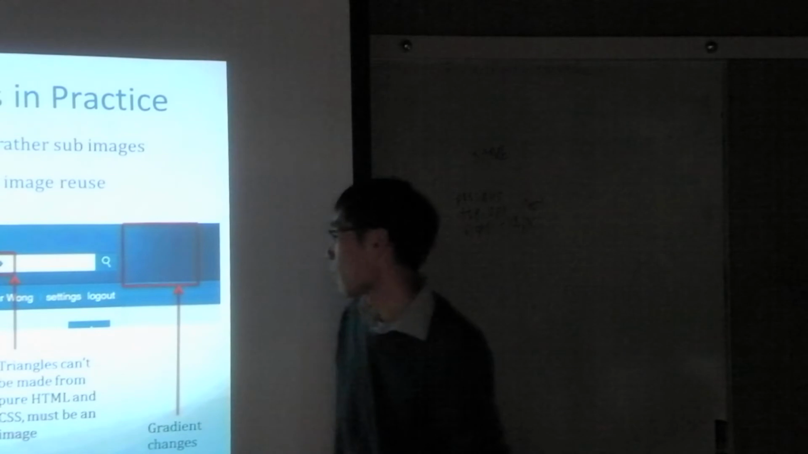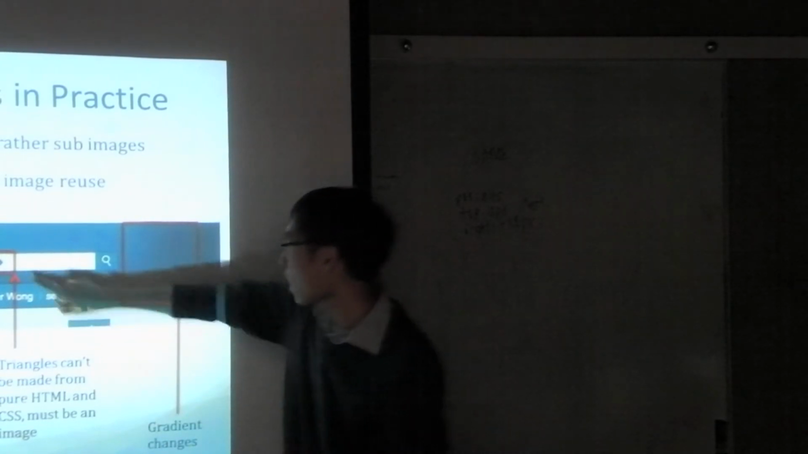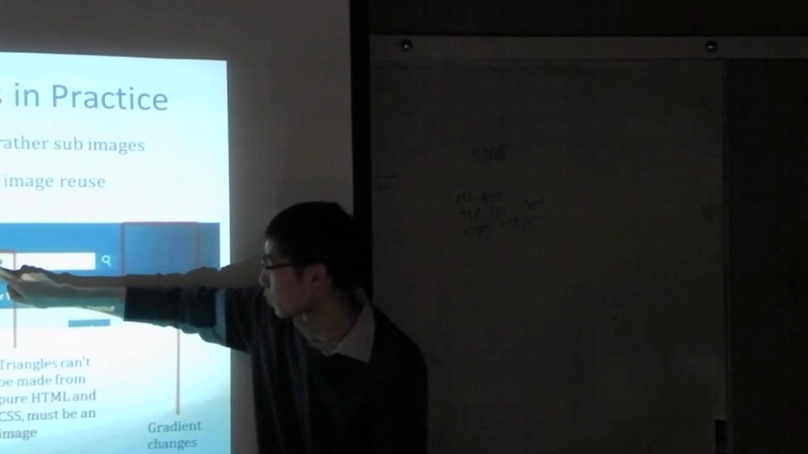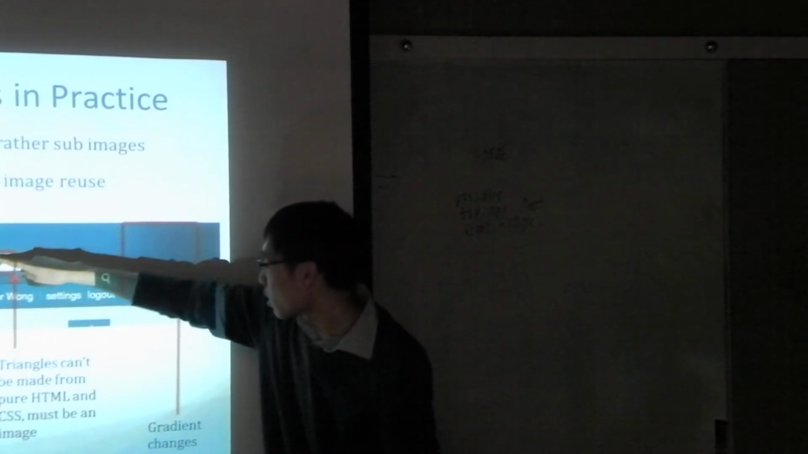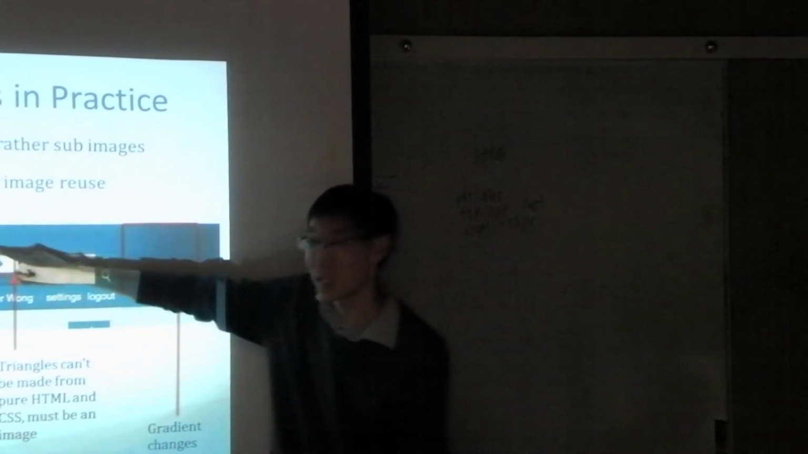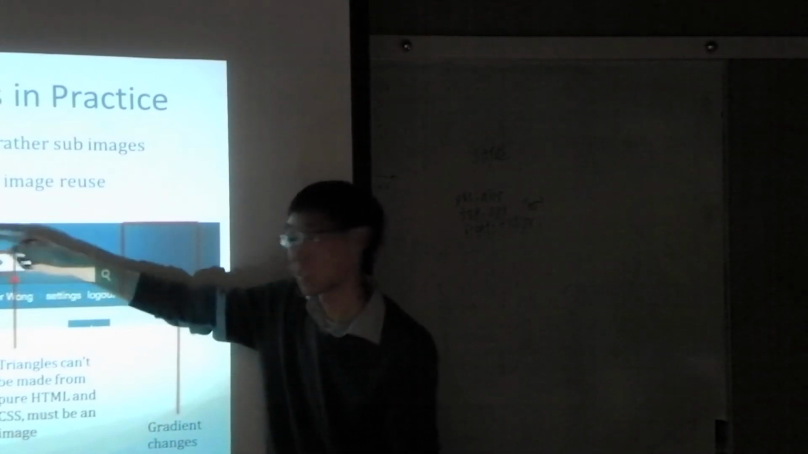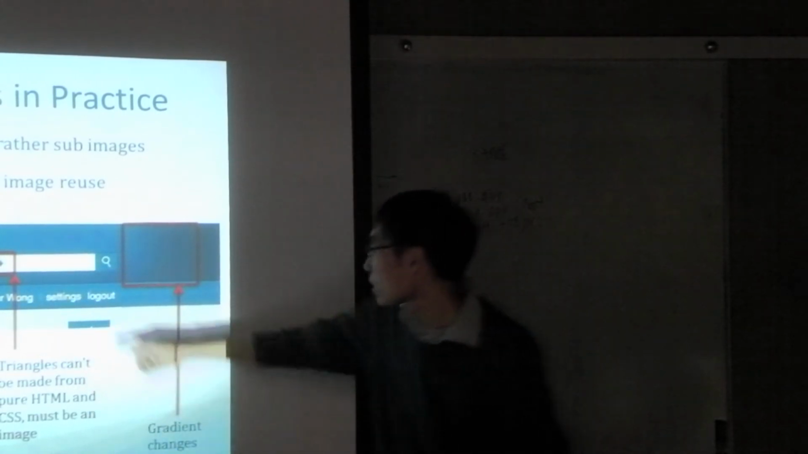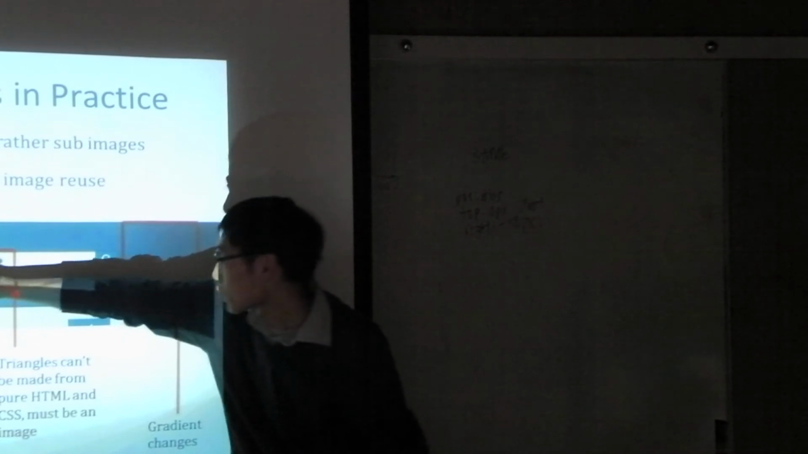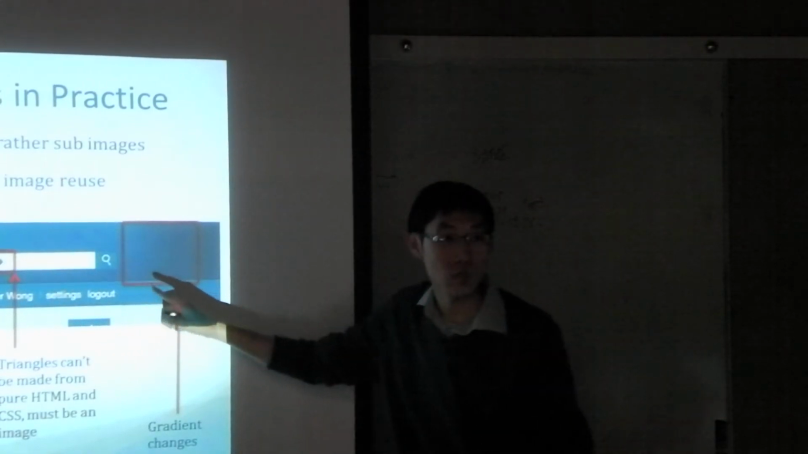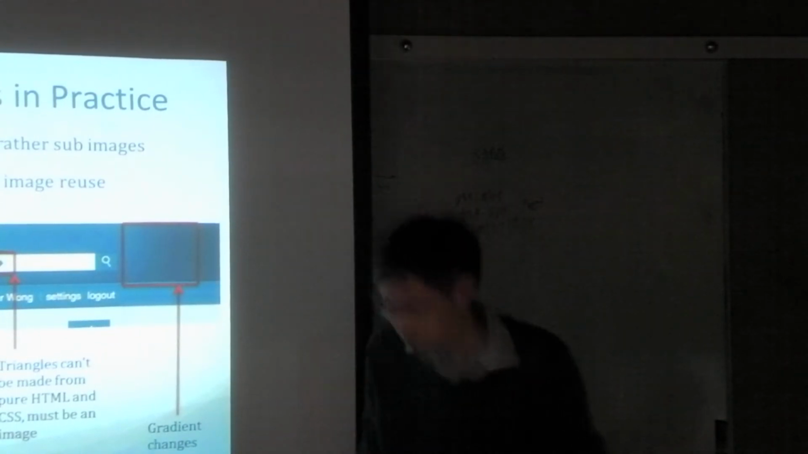Okay. What other parts you would crop out are probably this little thing here that makes it look nicer, and this is probably a background image because triangles can't be made from pure HTML and CSS. You have to make it an image. And it's not important to the content of the website, so it's a background image. And these are search buttons. You have multiple instances of your icons, so you don't make a special icon for each one. You just take one of them and duplicate it across. All right?